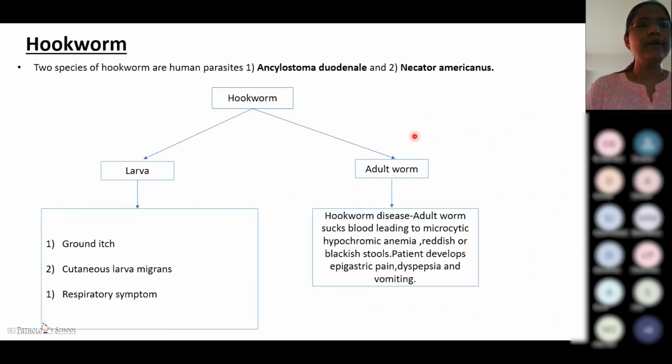So next is hookworm. There are two species of hookworm that are human parasites. First is Ancylostoma duodenale and second is Necator americanus. Hookworm larvae cause ground itch, cutaneous larva migrans, and respiratory symptoms. The adult worm causes the hookworm disease, where the adult worm sucks the blood, leading to hypochromic anemia and reddish and blackish stools.